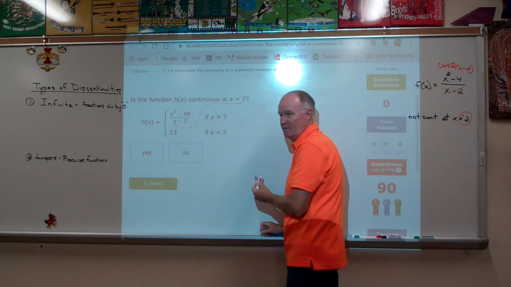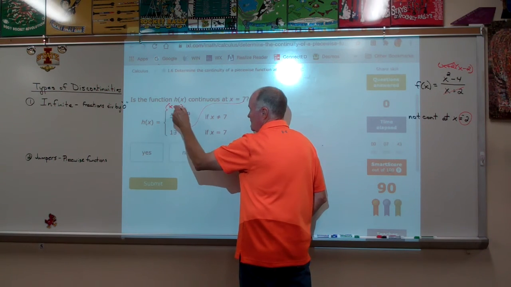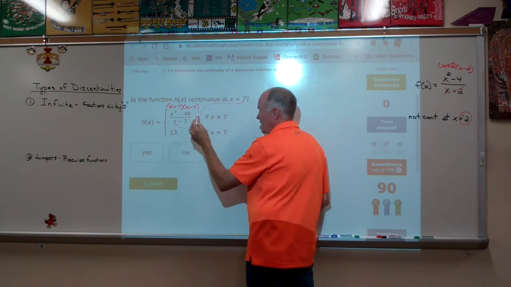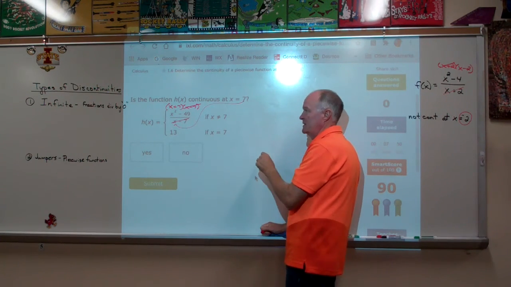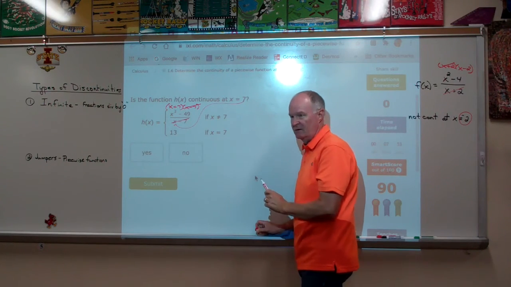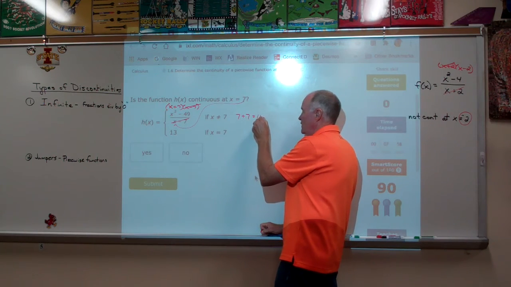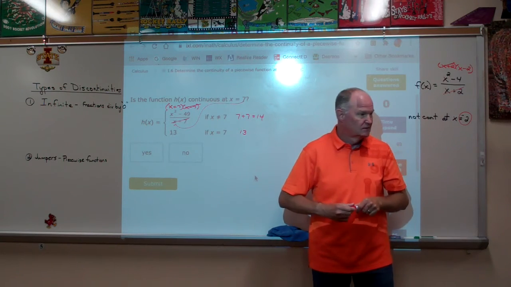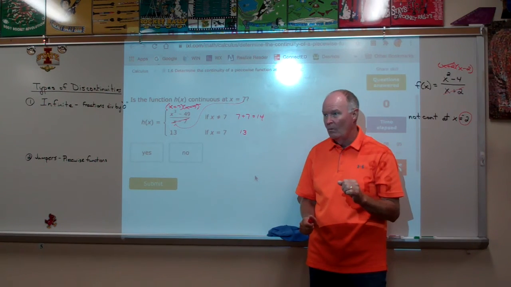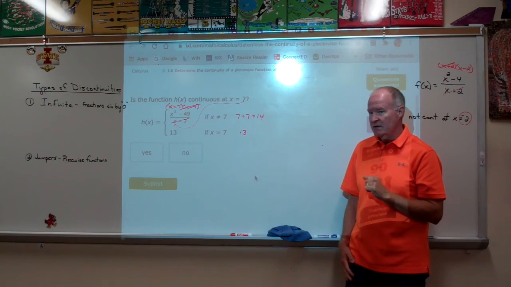We can factor x squared minus 49, can't we? That's going to be x plus 7 times x minus 7, so that allows me to remove those x minus 7s. So really on the top I just have x plus 7. So now I can plug the 7 in, and that's just 7 plus 7, which is 14. Plug the 7 in there, get 13, and so that's a no. That help? So you run into that possibly once in a while, so be careful on that.